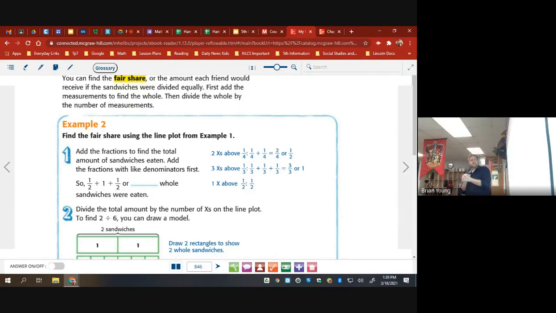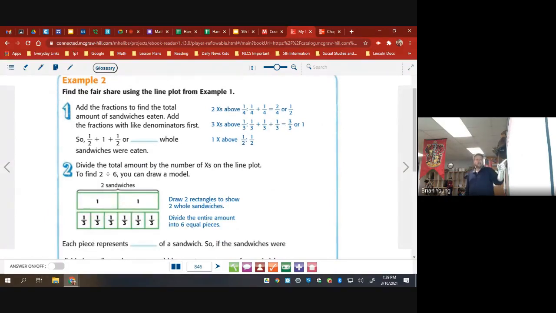You can find the fair share, or the amount each friend would receive if the sandwiches were divided equally. Fair share is if it were divided equally. That's all that means. It doesn't mean this is what they ate. It just means, if all things were considered fair, that's what they get. So again, we are going to add all the fractions up and then divide by the total number of X's on the page.